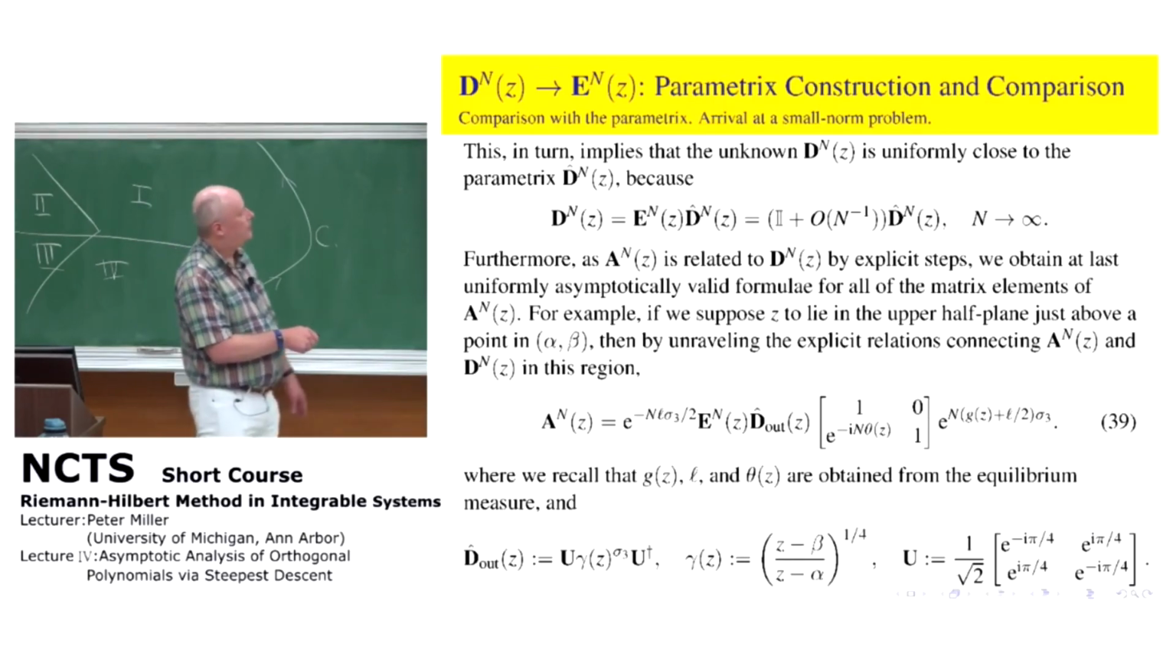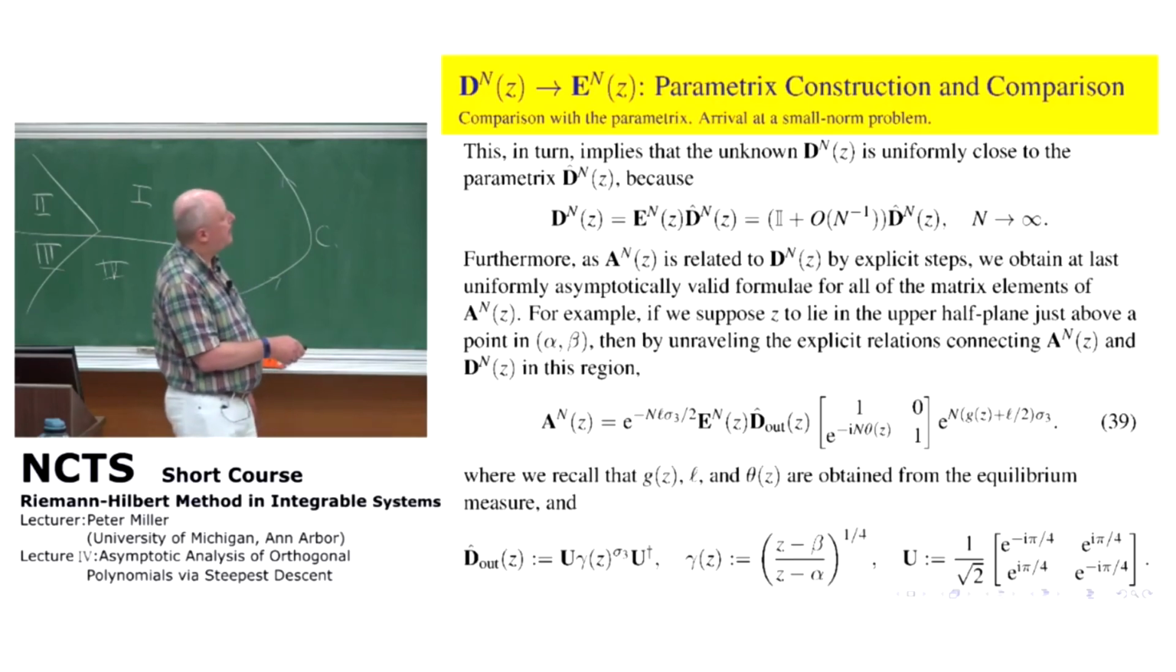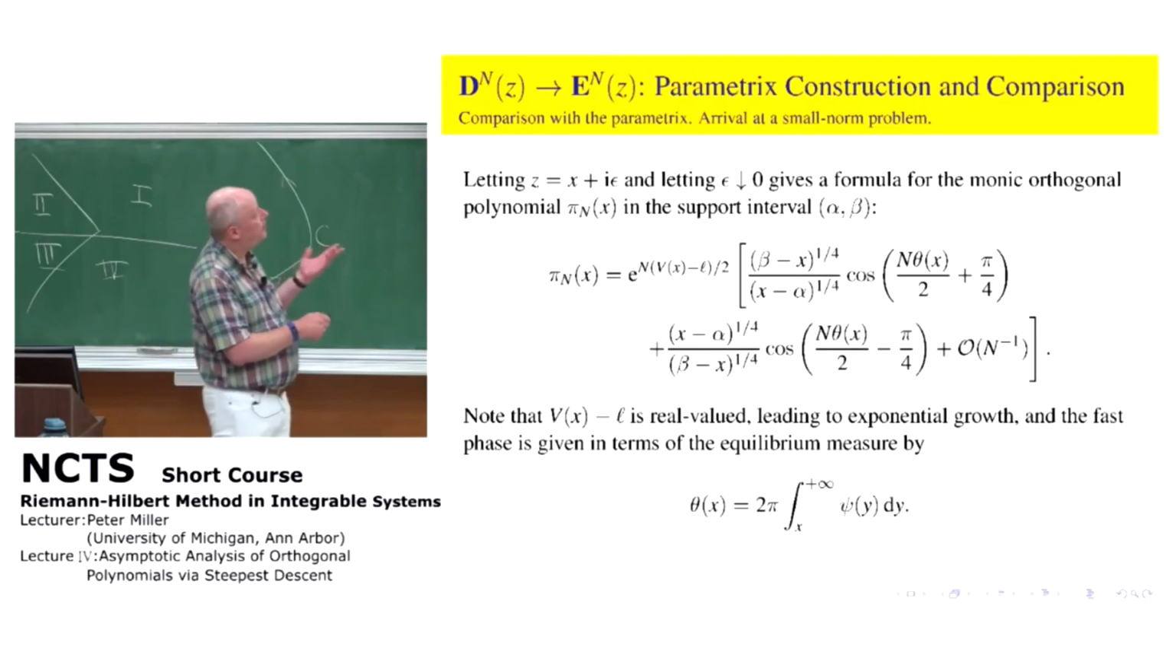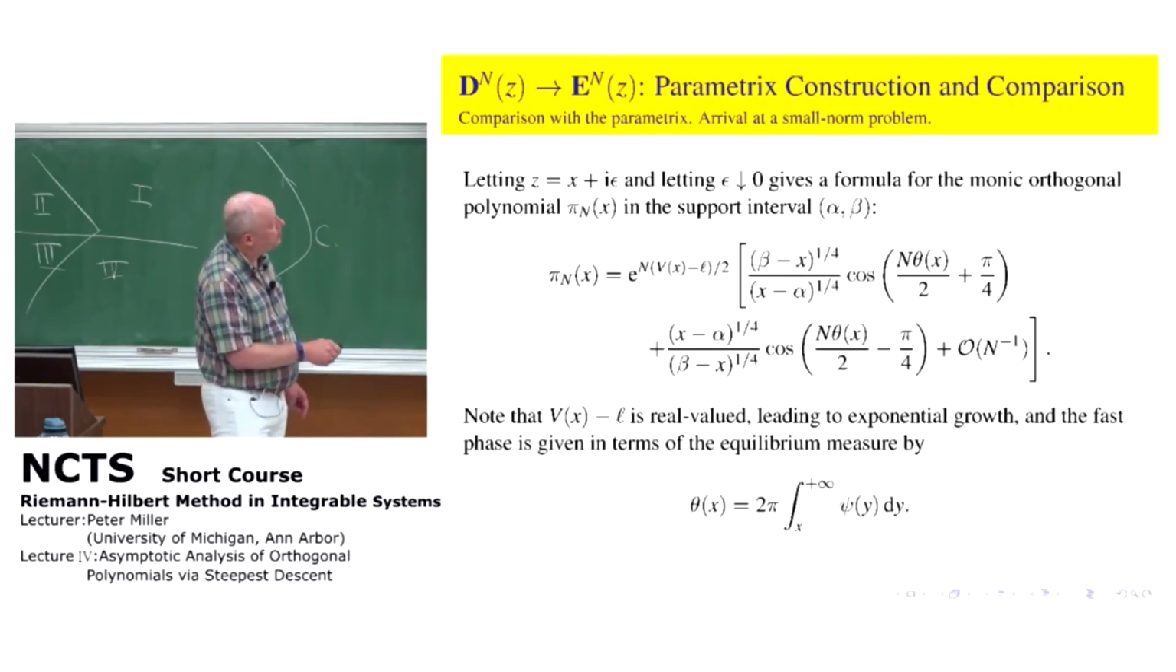That's it. So we may recall that this G, L, and theta, they're obtained from the equilibrium measure. The d hat outer parametrics is this gadget, where gamma is this 1/4 power. And that means, I guess, that you can, for instance, come down from this upper half plane a little bit to the real line. You let epsilon go to 0, and you're going to get something that's a formula for the monic orthogonal polynomial in the interval alpha beta. So here's the formula that comes out.